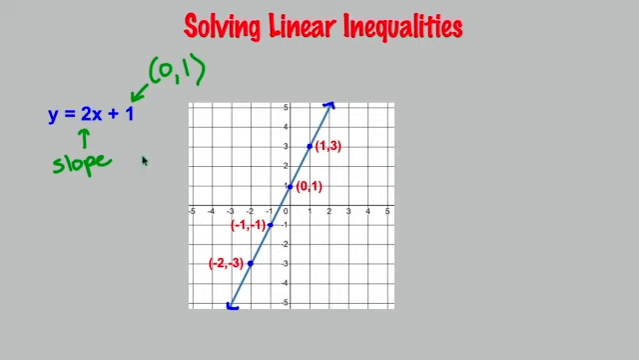All the line is, basically, is all the different points that make this equation true. For instance, not only does (0, 1) make the equation true, but so do (1, 3), (-1, -1), and (-2, -3). Actually, there's an infinite number of points on this line, and that's just 4 of them. So that's what a line is: all the points that make this equation true. So how would this differ when we're dealing with inequalities? That's what we're going to look at right now.